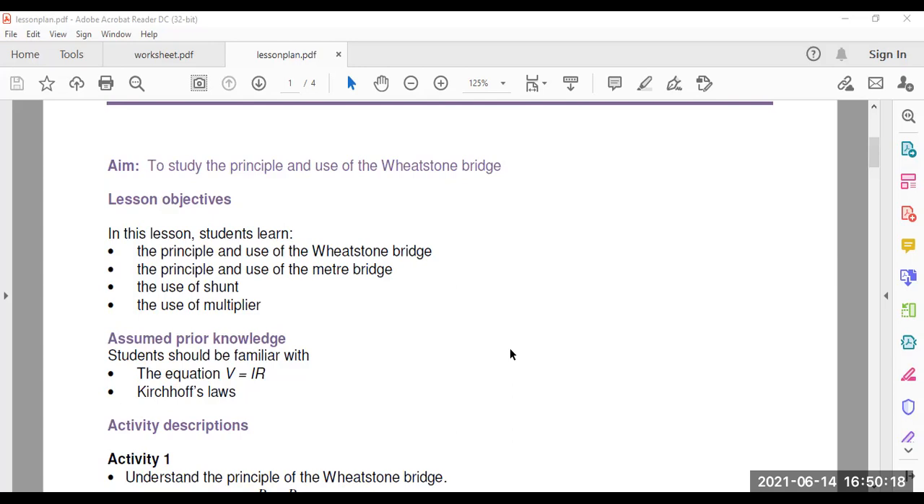Assume prior knowledge. Students should be familiar with the equation V equals IR. That means Ohm's law. And students also should be familiar with Kirchhoff's laws, which are Kirchhoff's first law and second law.